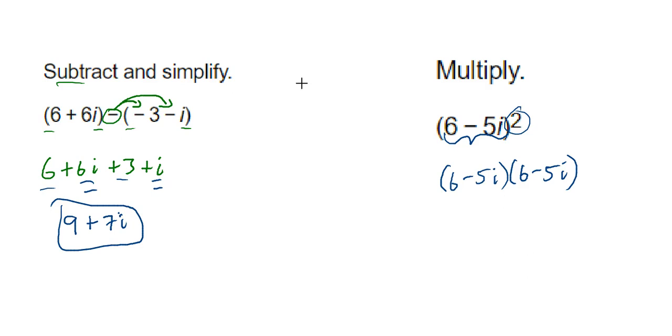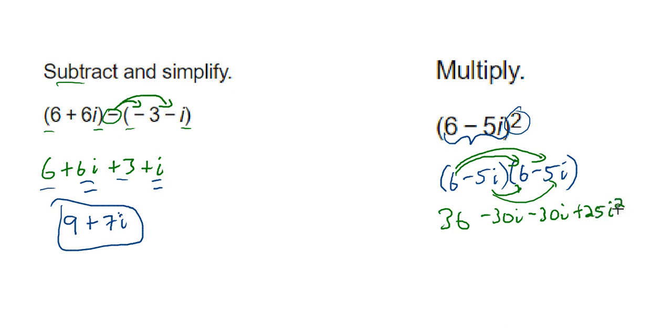For this one, we're going to FOIL. So 6 times 6 is 36. 6 times negative 5i is negative 30i. Negative 5i times 6 is another negative 30i. And negative 5i times negative 5i is 25i squared. I know I've emphasized it every single time. I'm going to emphasize it again. Make sure that you get that squared, right? I times I is I squared. And when you get I squared, you replace it with a negative 1. So this is going to become 25 times negative 1, which is negative 25.